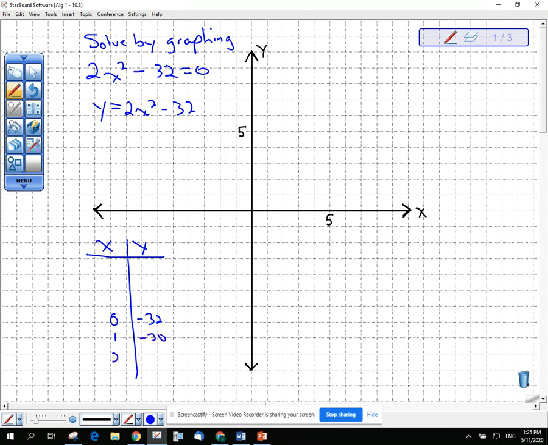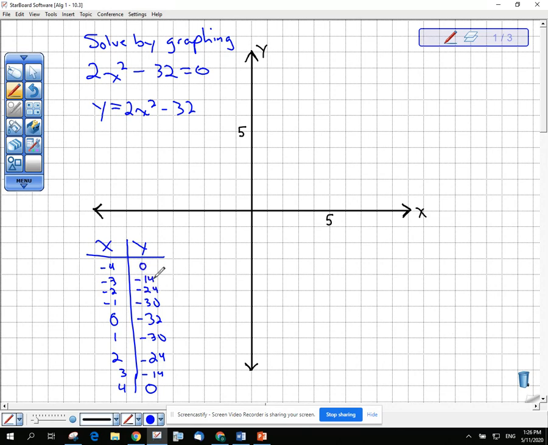How about 2? 8 minus 32 is negative 24. Try 3. 3 squared is 9, times 2 is 18, minus 32 would be negative 14, and 4 would be 16 times 2 is 32, minus 32 equals 0. Okay, so that's the one we were actually looking for. If you do negative 1, negative 2, negative 3, negative 4, just going to go a little fast to save us some time, you'll get negative 30, negative 24, negative 14, and again, you'll get 0.